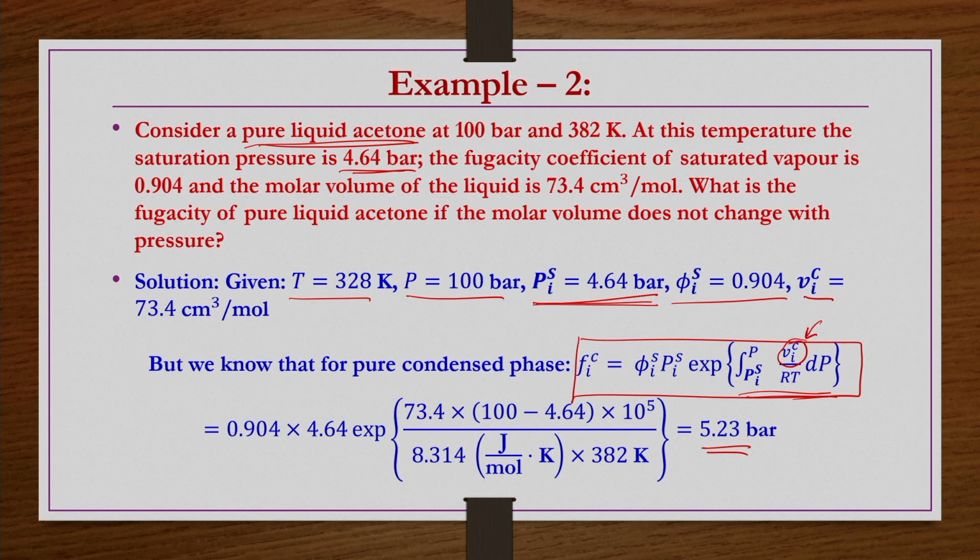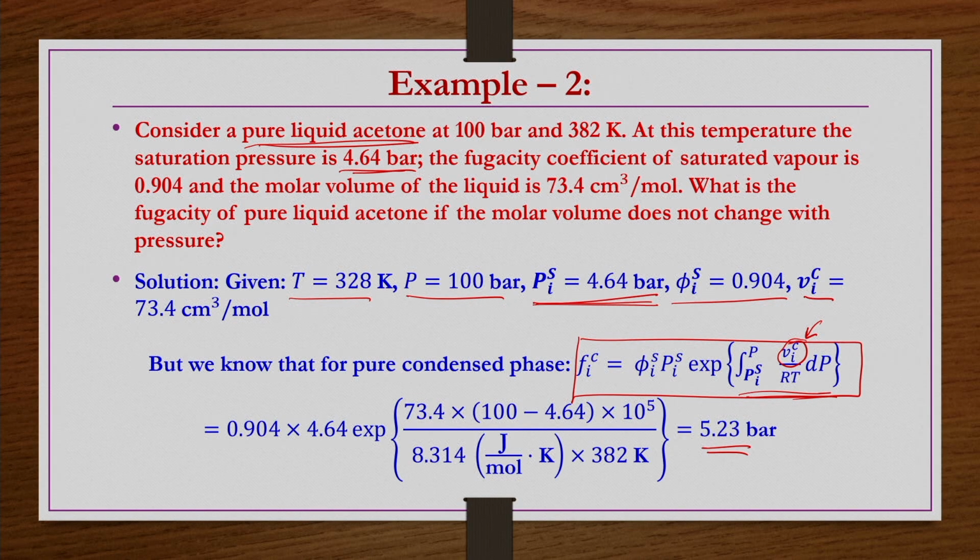Since it is pure acetone, at these conditions it is in the liquid form. So that is beyond the saturation pressure. As a cross check, you can see whether the fugacity is coming beyond the saturation pressure value or not. If you are getting the value f_i^C below or equal to P_i^S, then you are making some mistake in the calculations, because pure acetone is in the condensed form, and so obviously its fugacity, which is the corrected pressure, should be beyond the saturation vapor pressure, that is beyond 4.64 bar. So we are getting a higher value than that.